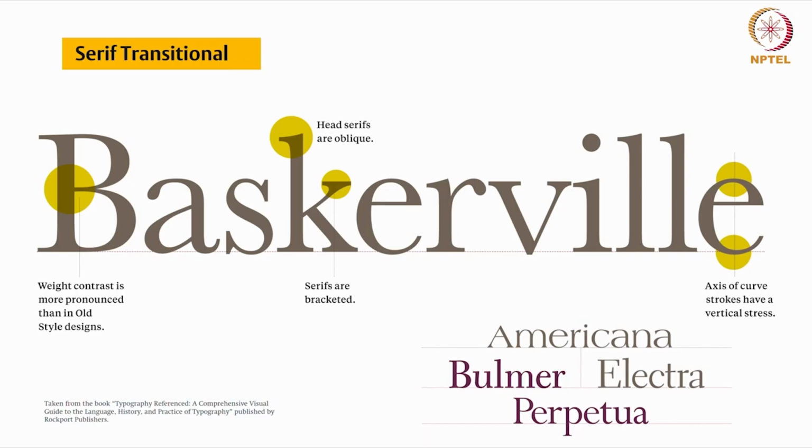This style marks a transition from old style to modern serif, becoming an element of both. And most of the examples include Baskerville, Times New Roman, Americana, Electra, and Perpetua. Some of them are visible on the screen. Baskerville is there. And if you look into the head serif, it is oblique in nature.